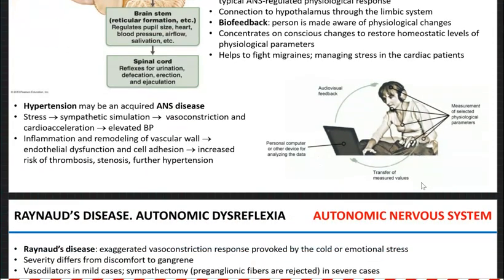So I'm going to skip biofeedback. There will be no questions. I'm going to focus on this.